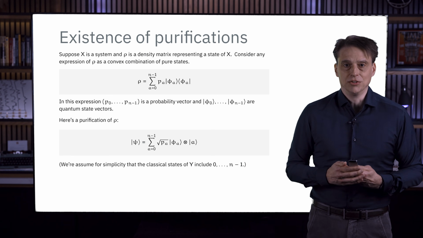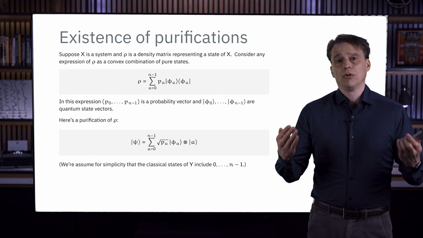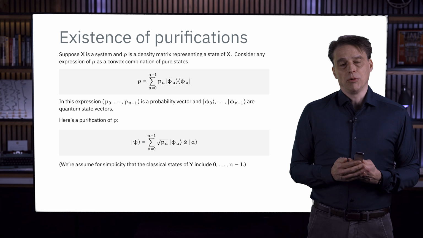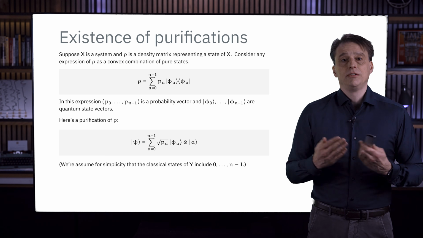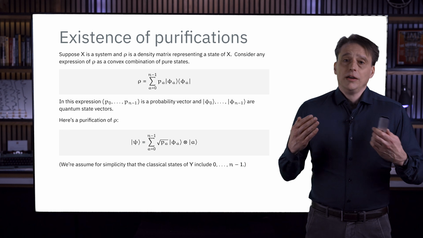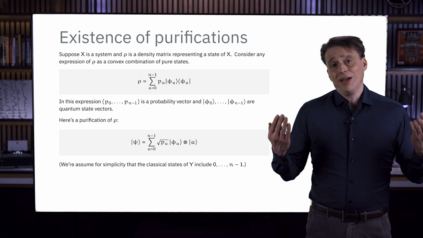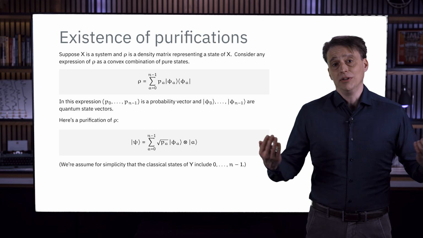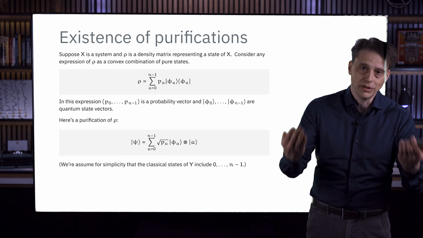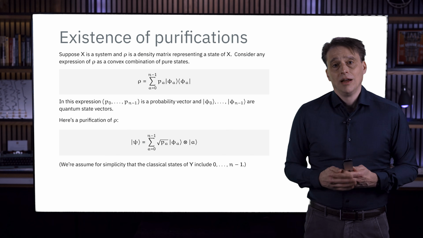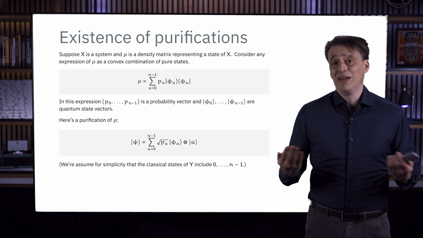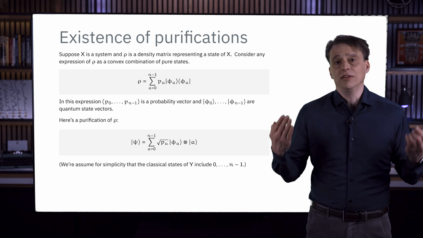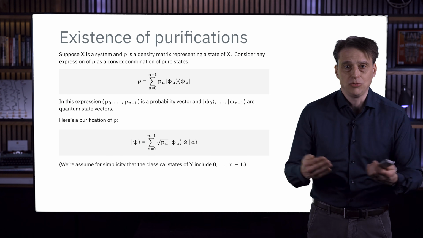And here's a purification of ρ. The sum ranges over the same values as in our expression of ρ, and inside of the sum we take the square roots of the probabilities multiplied to φ_a tensored with ket a. Here, by the way, we're assuming that 0 through n-1 are classical states of the second system Y, so it makes sense that ψ is a quantum state vector of the pair XY, like in the definition. It's not actually important here that we use standard basis states of Y in this expression. You could substitute any orthonormal collection of states in place of ket 0 through ket n-1 if you wanted to.